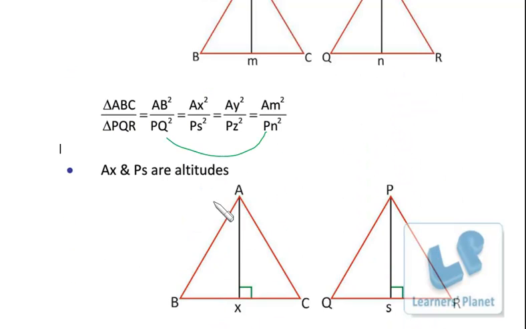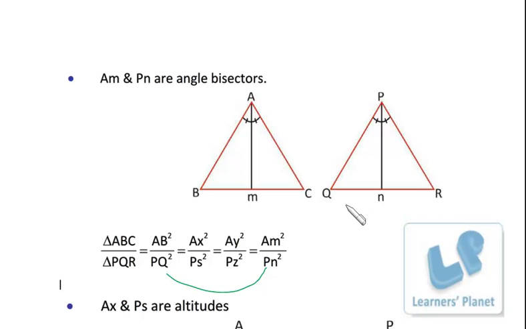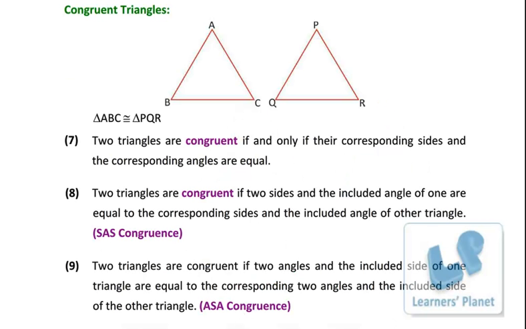So you must be knowing all these basics. Next we have congruent triangles. Now what are congruent triangles? Two triangles are congruent if and only if their corresponding sides and corresponding angles are equal, right?